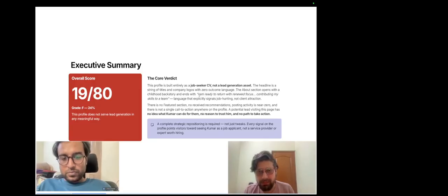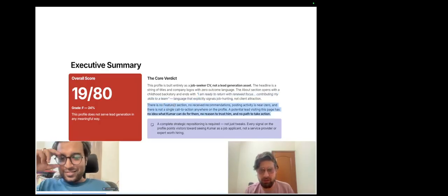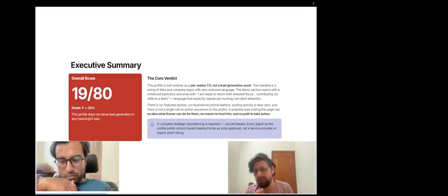Again, it's just picking up the language part and saying that suggests job hunting and not client attraction, right? There's no featured section, no received recommendations. I think there are a lot of new sections that I've added since the last time you updated your profile, right? You're not posting anything. There's no call to action. So if somebody wants to work with you, where would they click and how do they let you know? I haven't asked anyone to give me a recommendation on LinkedIn, so I haven't done that. And obviously, I haven't posted much, so no featured section as well.